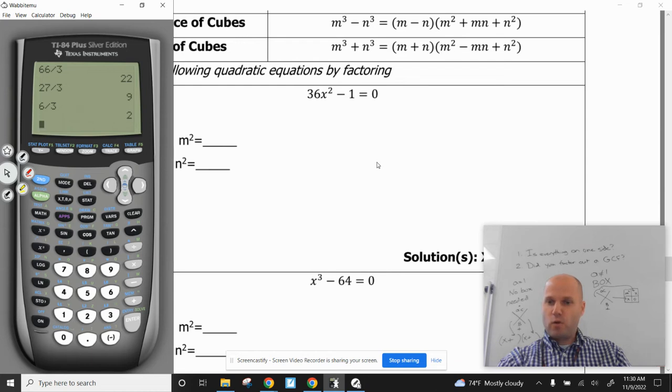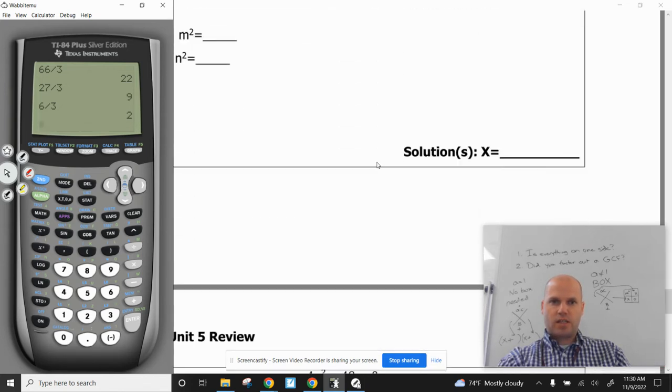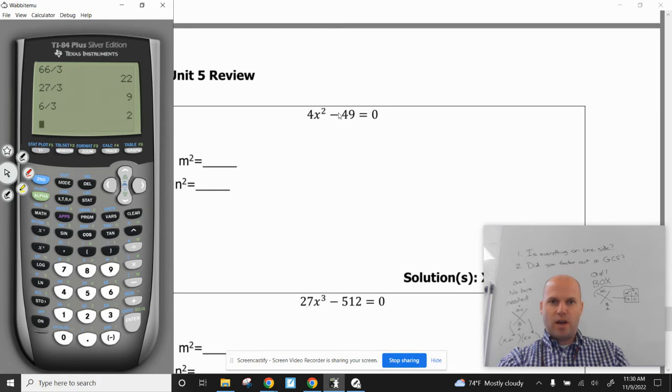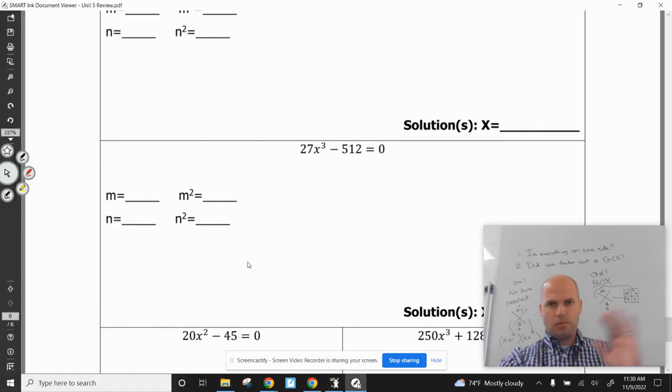It's the same thing for our special products. Is everything on one side? Yes. Can I divide a number out? Can I divide both of these numbers by 2? Nope. Can I divide both of these numbers by something? I actually think I can, but I don't know if I want to. I know I can do that. I don't think I'll be able to divide this by 3. Good. All right, so I'm just going to leave it.